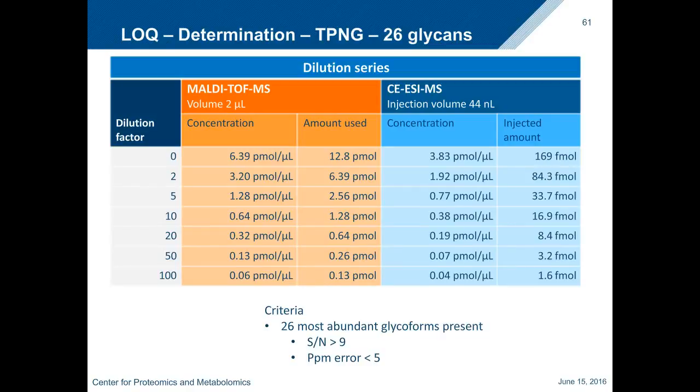Also in this case, you can see that the concentration is a little bit different due to the fact of adding a leading electrolyte for CESI MS measurements. However, to really make a criteria for the limit of quantitation, we said, okay, we still want to see the 26 most abundant glycoforms that are present, and we want to see them with a signal-to-noise above 9, and a ppm error below 5.